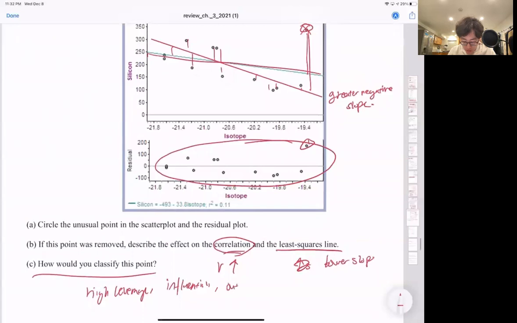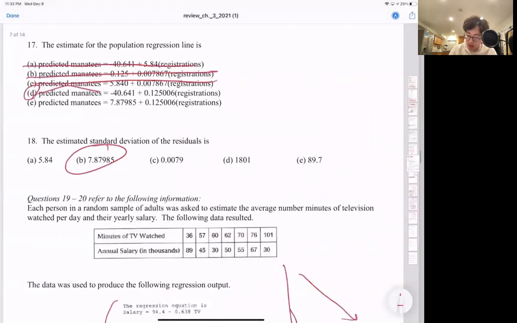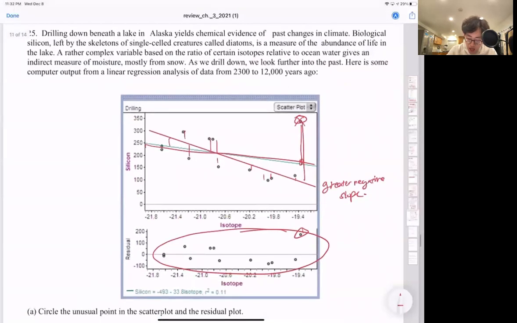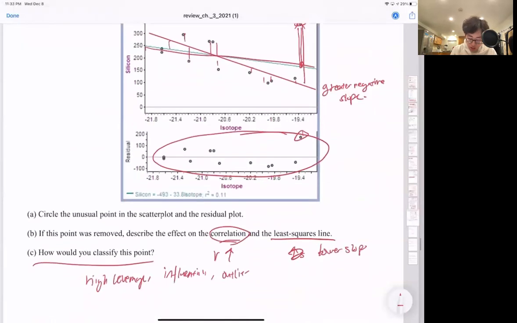It's also an outlier because it has a very high residual between the line, the predicted, and the dot. So it's an outlier, influential, and it has a high leverage. Looking at the answer key here, the upper right, the correlation coefficient will get stronger, the slope will decrease, and the y-intercept would also increase.